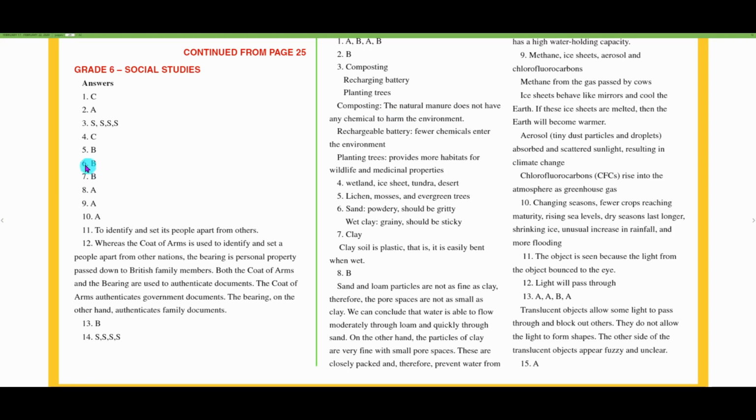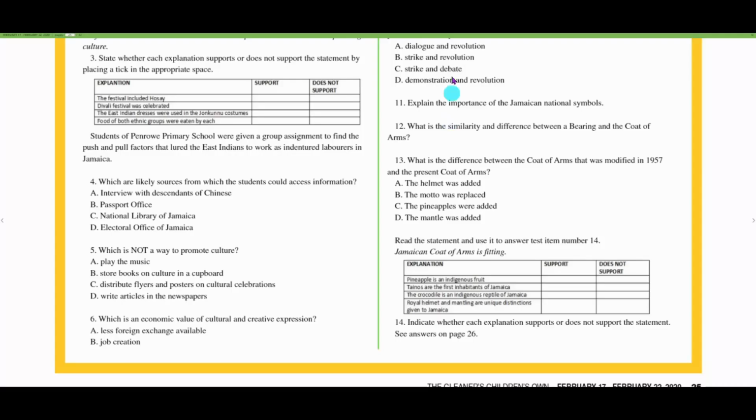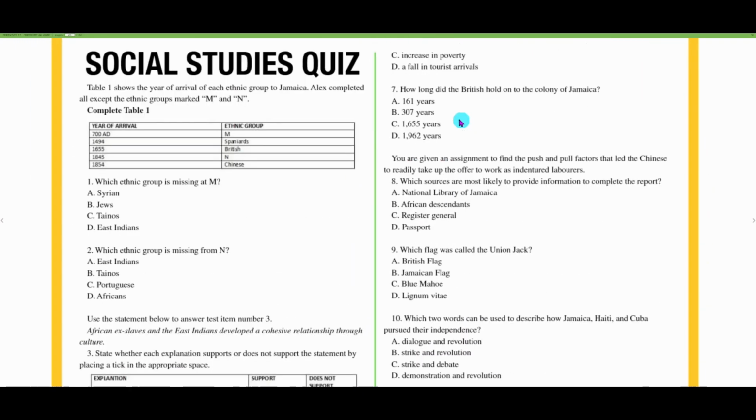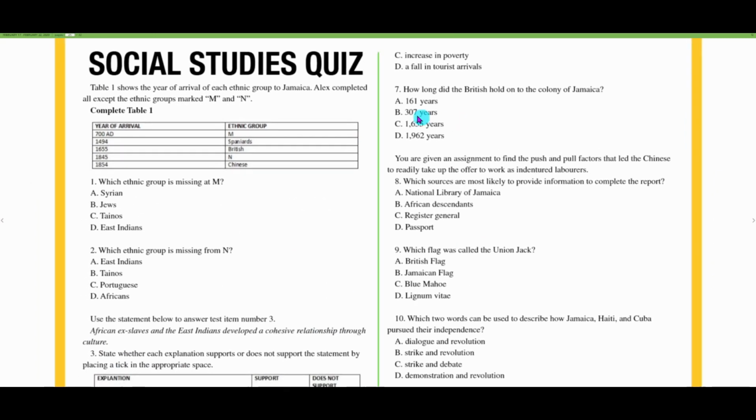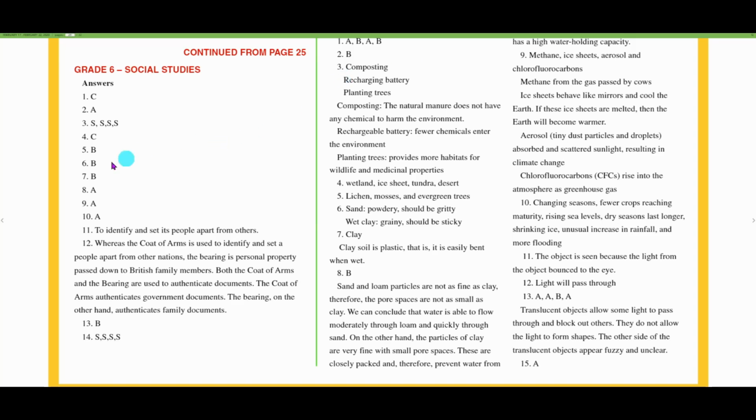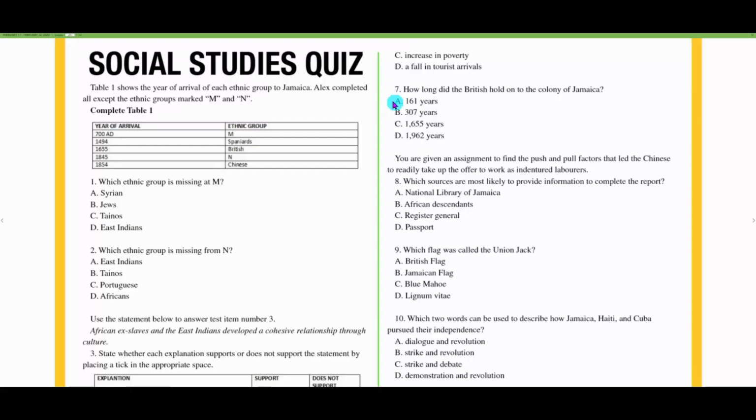6, we had chosen B, job creation. Let's see, number 6B, yes. Let's go number 7. Number 7. How long did the British have Jamaica as a colony? Number 7. B as well. Let's look at B. Yes, 307 years.